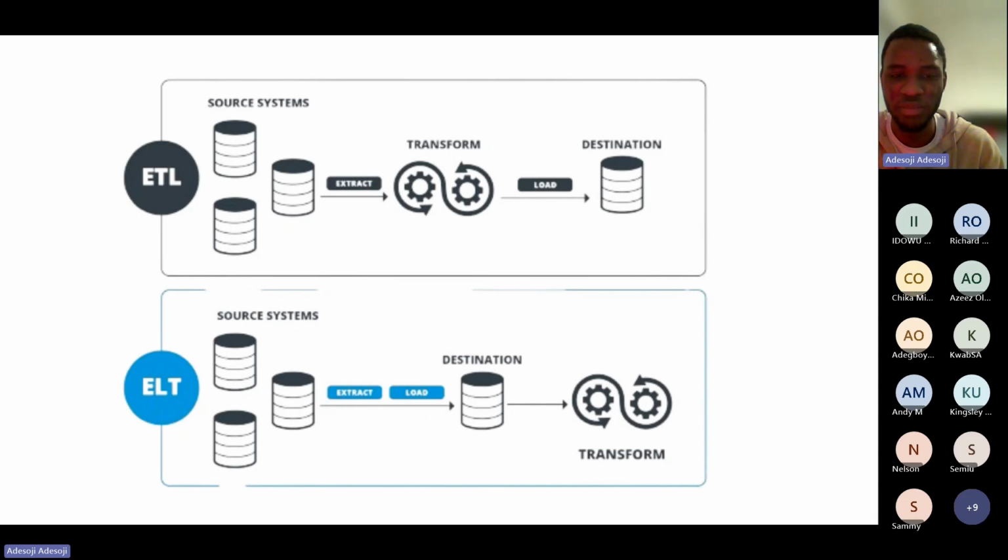Whereas for ELT, it means you extract the data, whatever format, whatever size it is, regardless, you extract it, then you load it into the destination. So remember, the destination can be anything, the source can be anything. I've given an example of sources. It can be from a database to a data warehouse. It can be from an API to a data warehouse. It can be database to database migration. It can be anything. So source is wherever your data is, then destination is wherever you are loading your data to. So you extract it, load it the way it is in raw form before you now begin to transform.